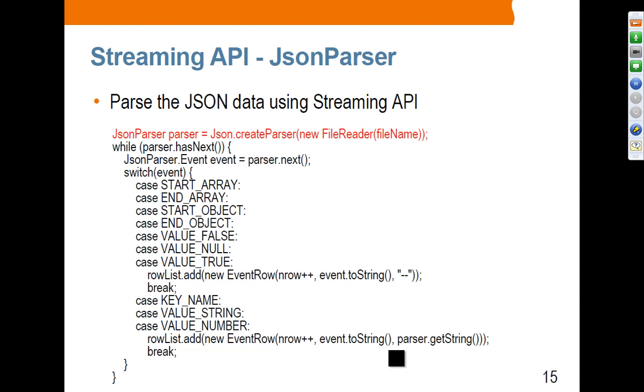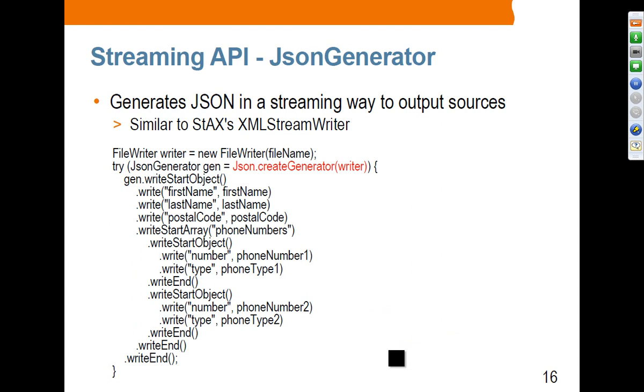So this is for parsing in the streaming API, and this is for generation. You're going to use a JSON generator, and here you're going to write start object, and at the end you're going to write end. Then start array and start object and end, start object and end. So these two are the end of the starting object. So you're using start object and start array, and then add the data.